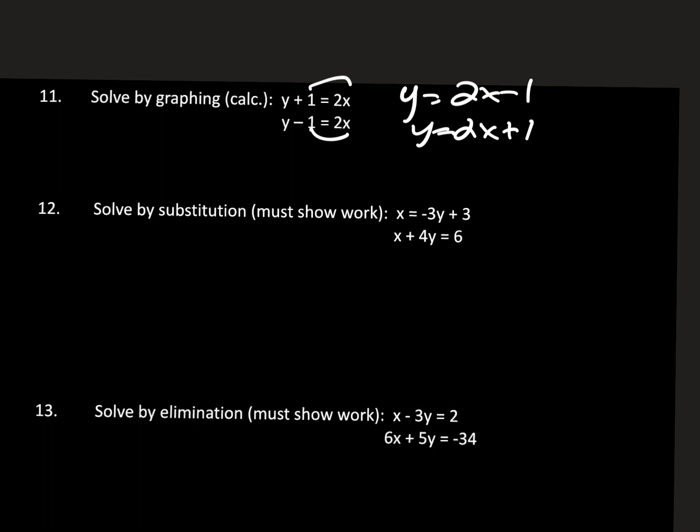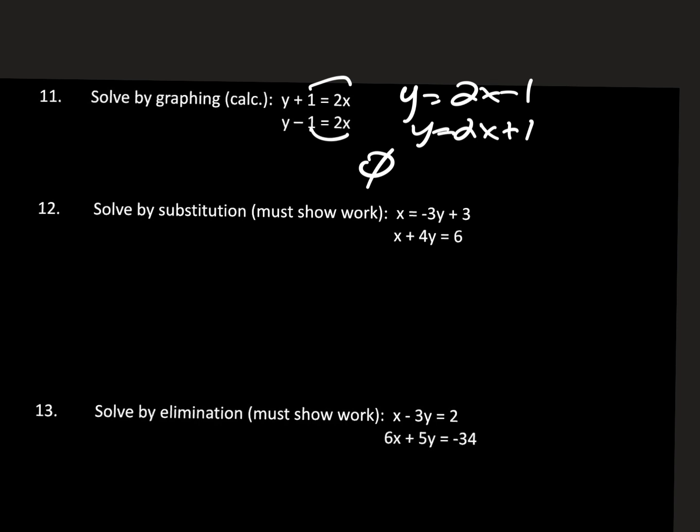But if they did, I would go to second calc, intersection, second calc 5. 5 is intersection, and hit enter 3 times, and it will tell you exactly what the intersection point is. But because these slopes are the same, there was no solution. Don't expect that to happen tomorrow. I just don't think it will.